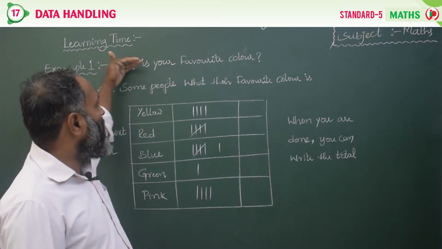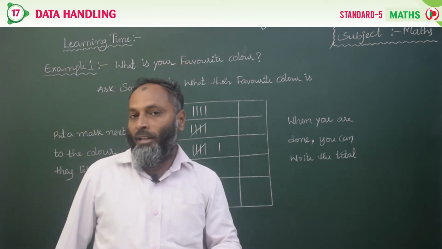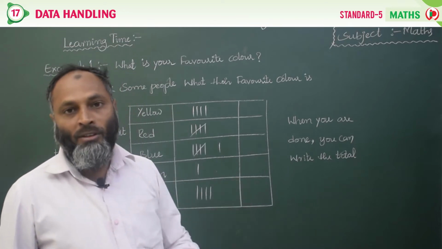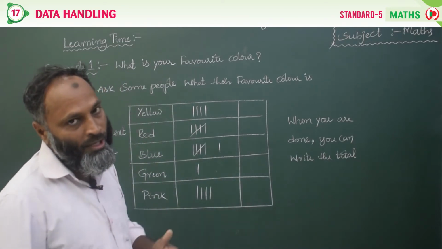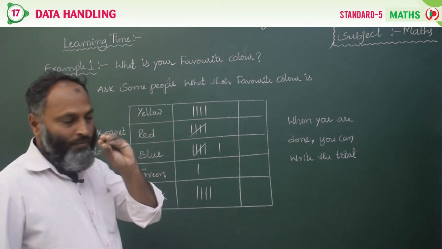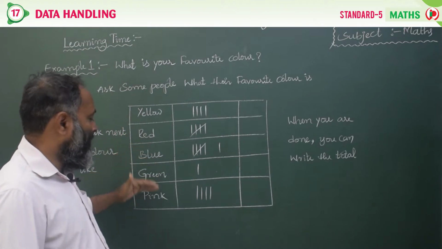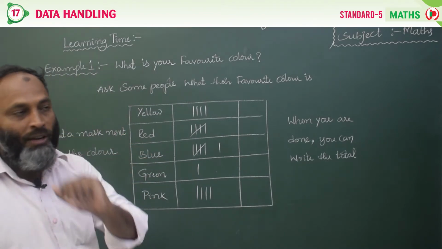See here, what is your favorite color? Here we are representing favorite color using tally marks, then how to represent? See here, favorite color, here 5 colors are given: yellow color, red color, blue color, green color and pink color, total 5 colors.